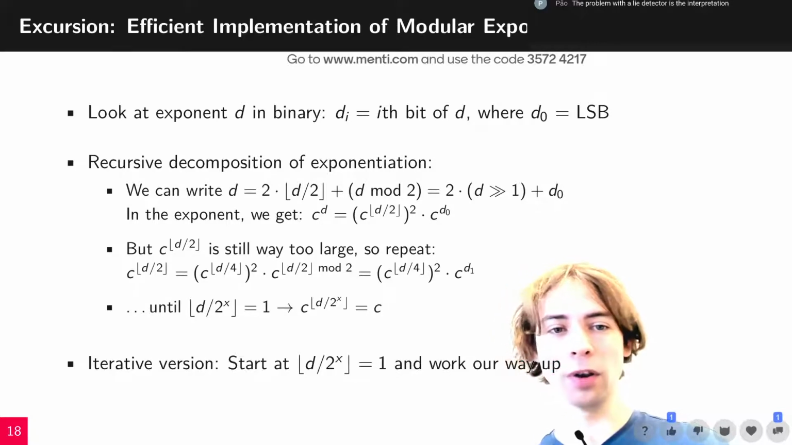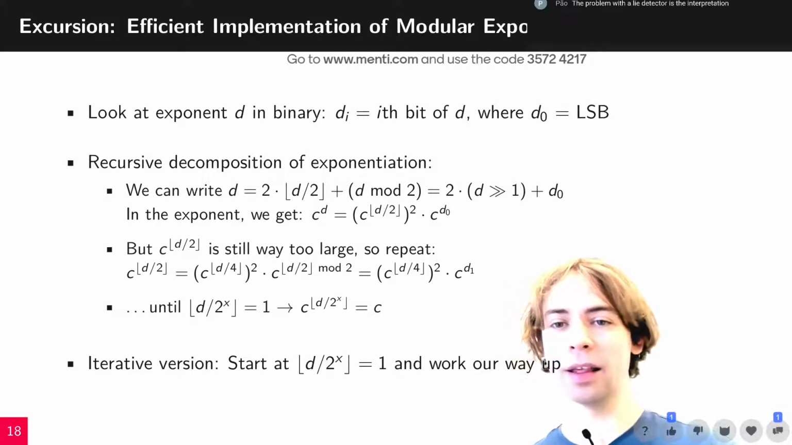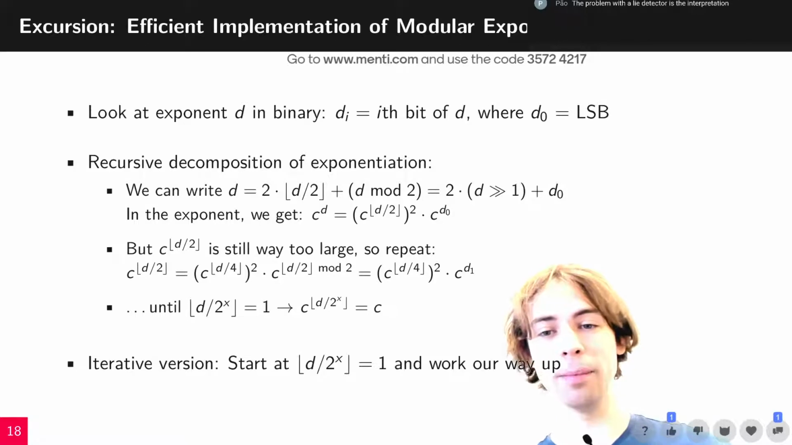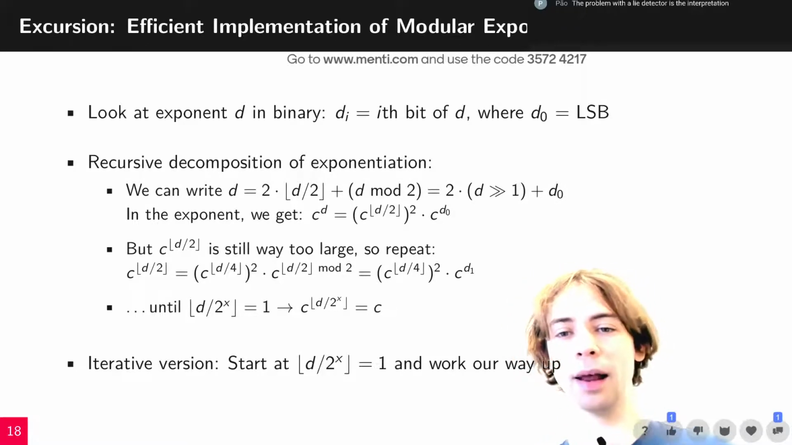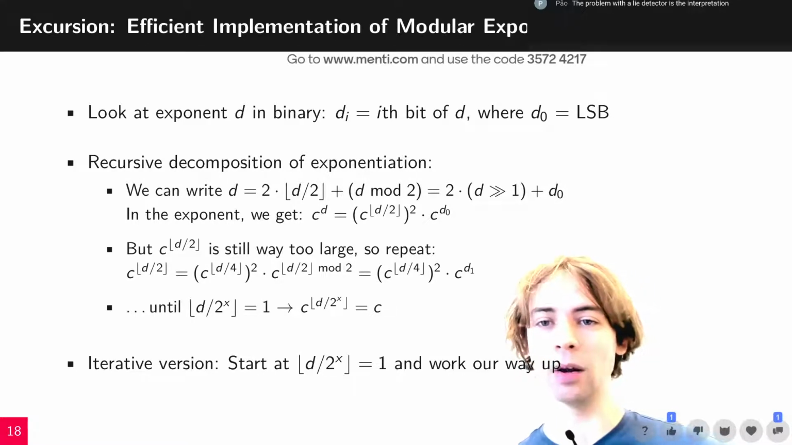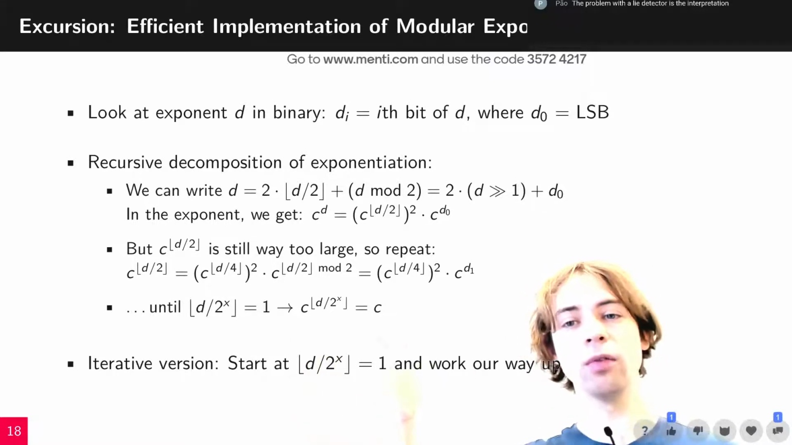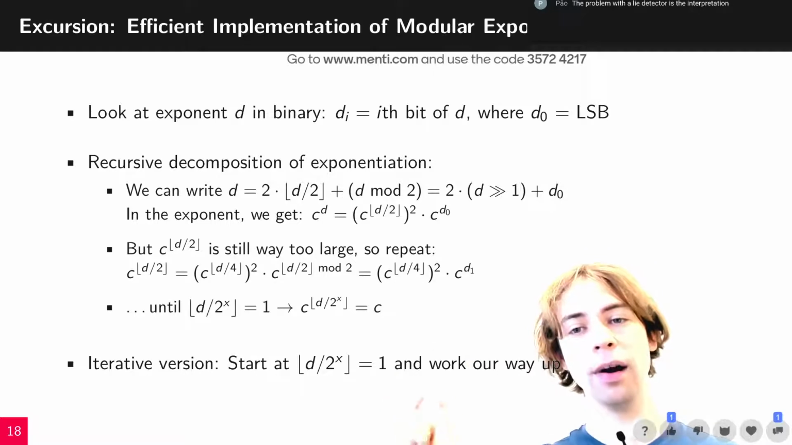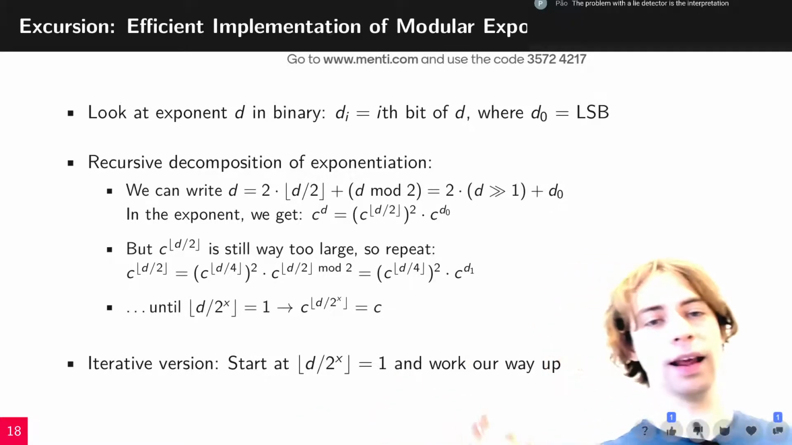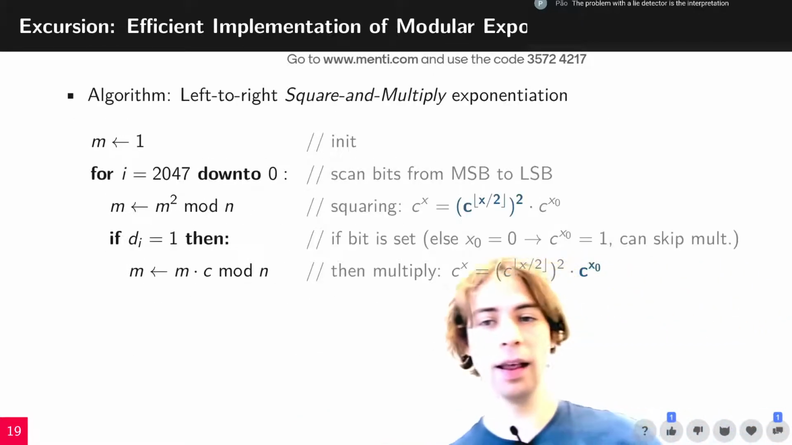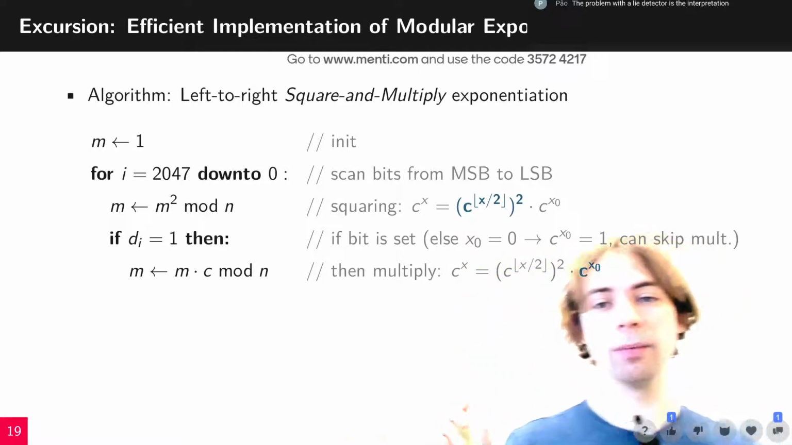So what you can do is you can implement an algorithm that is called square and multiply. And with this square and multiply algorithm, you can go through the exponent bit by bit, and always do the exponentiation for that part, and then continue with the next bit, and then continue with the next bit. And that's basically what this algorithm looks like.